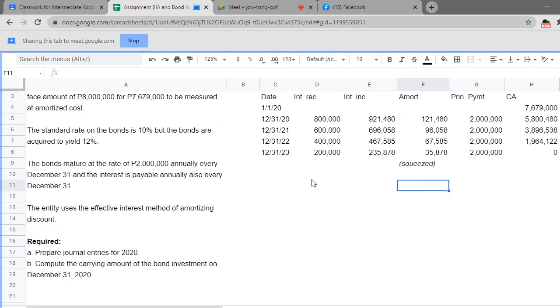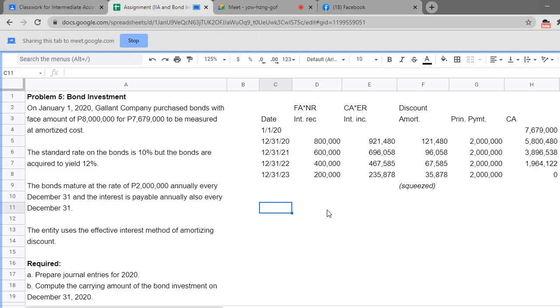So, actually, wala pa ta nakatubag sa iyang require. The required was the journal entries for 2020. But since we have the table of amortization, I think it would be easy for us to answer this. January 1, we have IIB and credit cash for 7679.